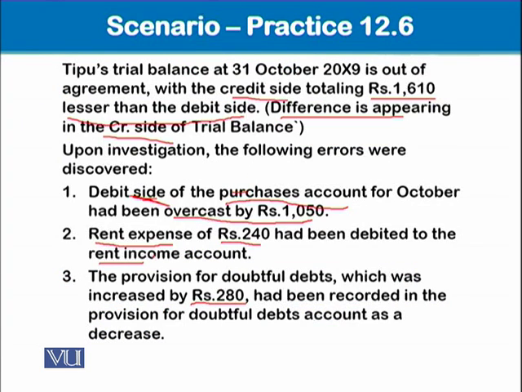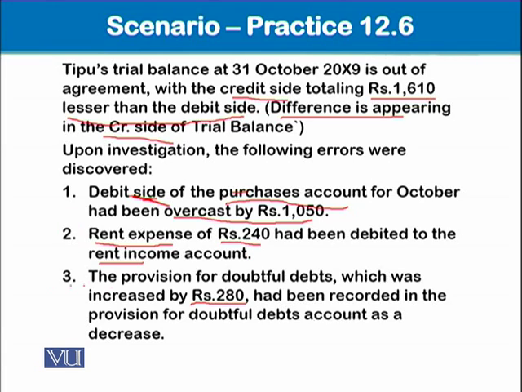The next issue is rent expense 240 had been debited to the rent income account. See, instead of debiting rent expense, we have debited rent income. It means there is no suspense account involved in this. Its rectification will be rent income, which was wrongly debited, will now be credited, and rent expense account will be debited. So there is no effect of suspense account in this second issue.